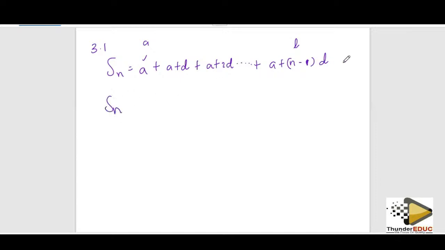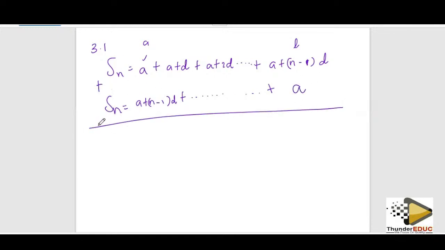Then what if we switch this equation this way, so that the last term comes first and then all of that. So our last term here is going to be a plus n minus 1 into d. And then we're going to have terms somewhere there, and then our first term becomes last. And then we can add the two. So Sn and Sn will give us twice Sn. I'll just add this first one, so that's going to be a plus a plus n minus 1 into d. In other words, I'm just adding this first term together with this last term.